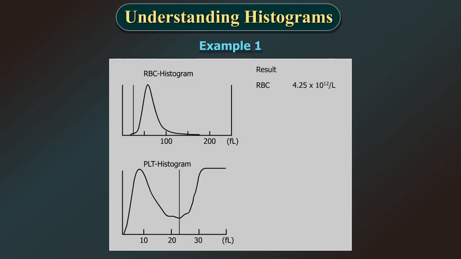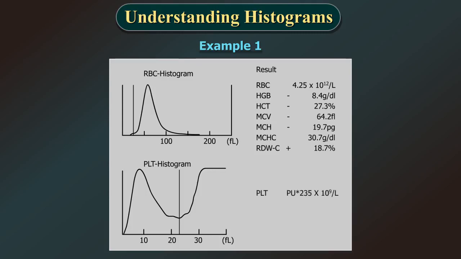RBC count 4.25 into 10 to the power 12 per liter, HB 8.4 grams per deciliter, HCT 27.3%, MCV 64.2 FL, MCH 19.7 picograms, MCHC 30.7 grams per deciliter, RDWC 18.7%, PLT PU 235 into 10 to the power of 9 per liter, PDW 11.7 FL, MPV 9.4 FL, and PLCR 21.7%.